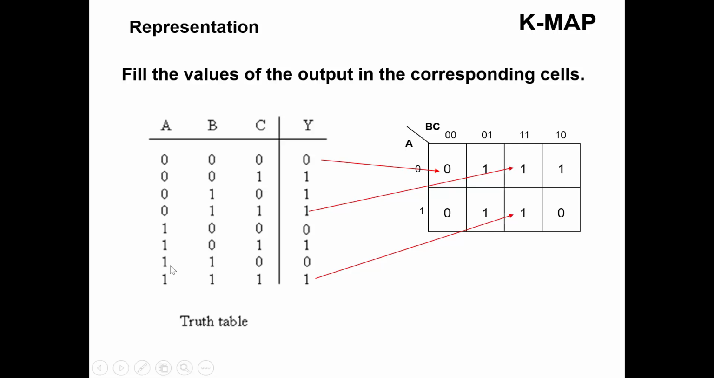When A is 1, B is 1 and C is 0, the output is 0. In this way, we have to fill all the values of the truth table into the boxes of the K-map.